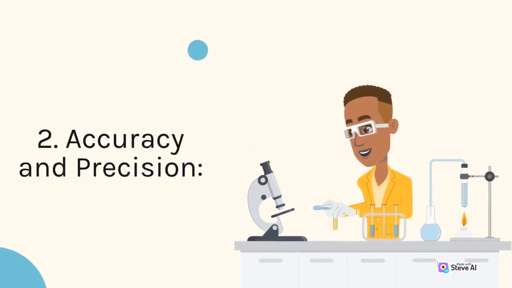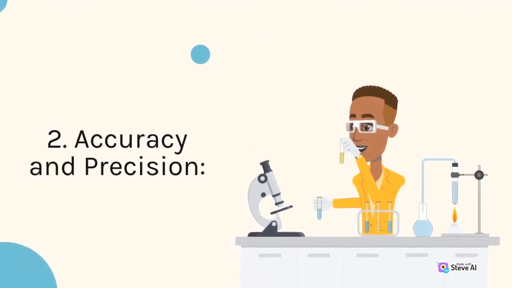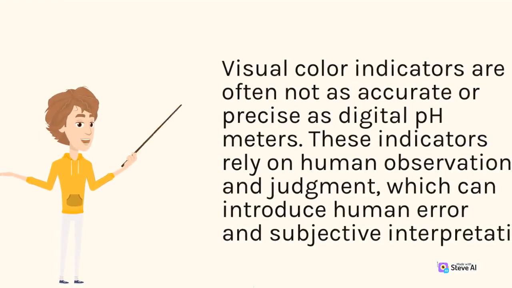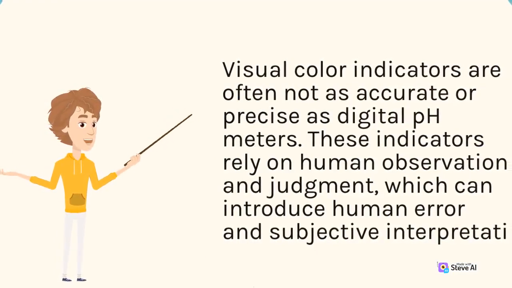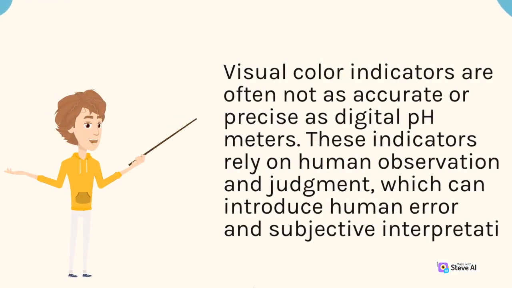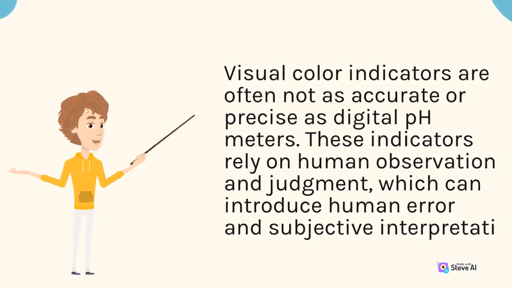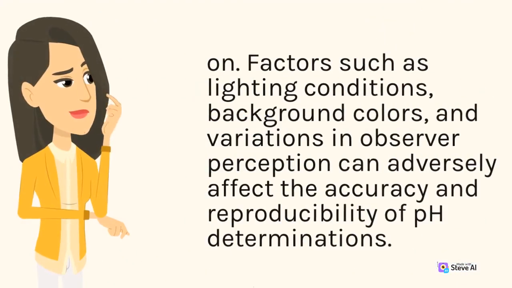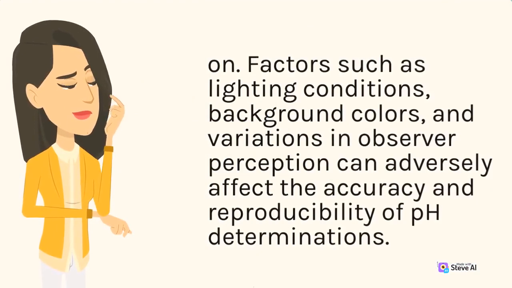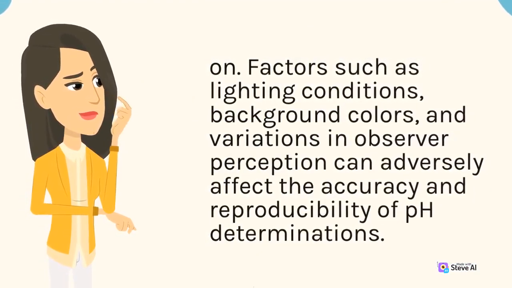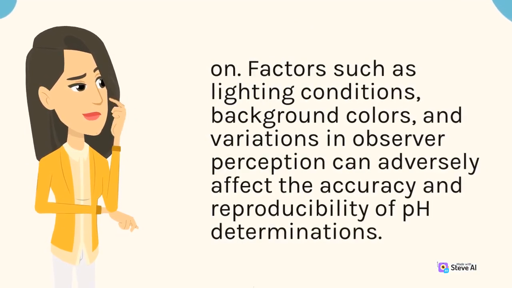2. Accuracy and precision. Visual color indicators are often not as accurate or precise as digital pH meters. These indicators rely on human observation and judgment, which can introduce human error and subjective interpretation. Factors such as lighting conditions, background colors, and variations in observer perception can adversely affect the accuracy and reproducibility of pH determinations.